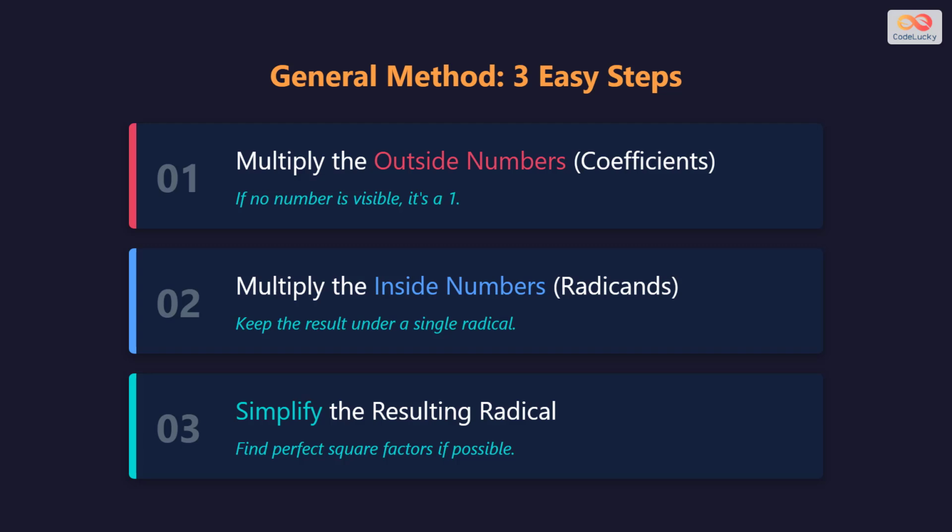Here is the three-step method to solve any problem. Step 1, multiply the outside numbers or coefficients together. Step 2, multiply the inside numbers or radicands together. Step 3, simplify the resulting radical if possible. It is that simple.